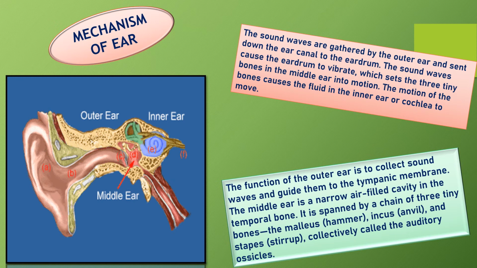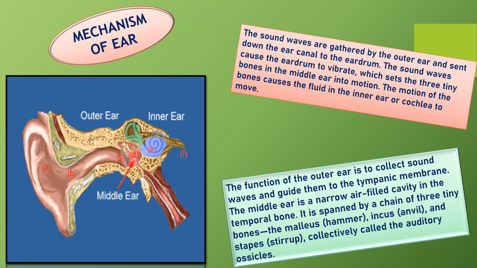The sound waves cause the eardrum to vibrate, which sets the three tiny bones in the middle ear into motion. That means when the tympanic membrane vibrates, the three tiny bones, that is, you can say hammer, anvil and stirrup, are also vibrating into motion. The motion of the bones causes the fluid in the inner ear or cochlea to move. So this motion leads the wave to move to the cochlea, and from the cochlea it goes to the brain through the nerve.